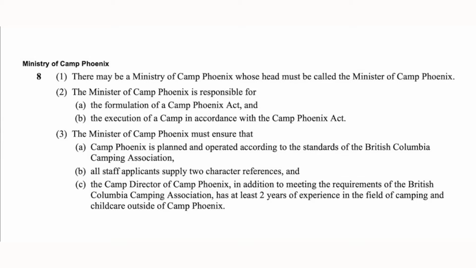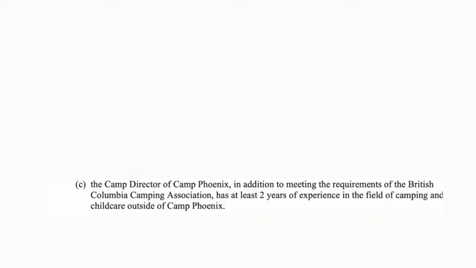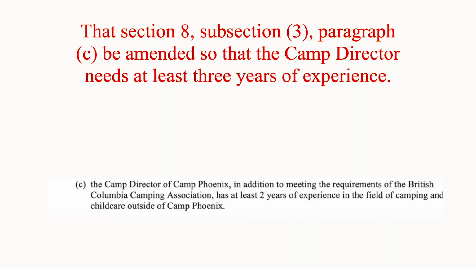For example, if you wanted the camp director to have at least 3 years of experience in camping and childcare, you wouldn't word your amendment motion like this: that section 8, subsection 3, paragraph C be amended so that the camp director needs at least 3 years of experience. The issue with this amendment motion is that it doesn't actually spell out the wording of the change 100% of the way. It only describes the change, so the actual wording of the bill at the end of the day is still up in the air.